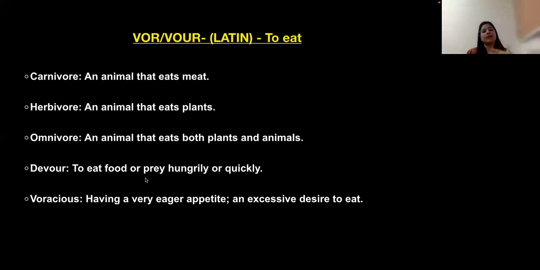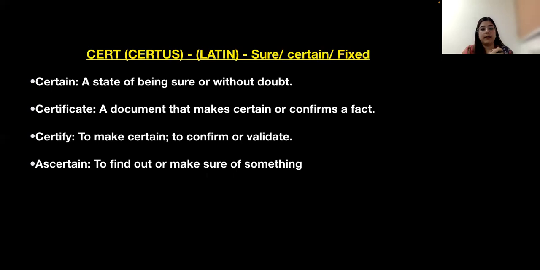If I say that someone is a voracious reader, that means that person has a huge appetite for reading books. Someone is a voracious drinker. Someone is an alcoholic. They have a huge appetite for alcohol. So it could be used in several contexts, but the literal meaning of voracious is someone who has a very huge appetite or an excessive desire to eat.